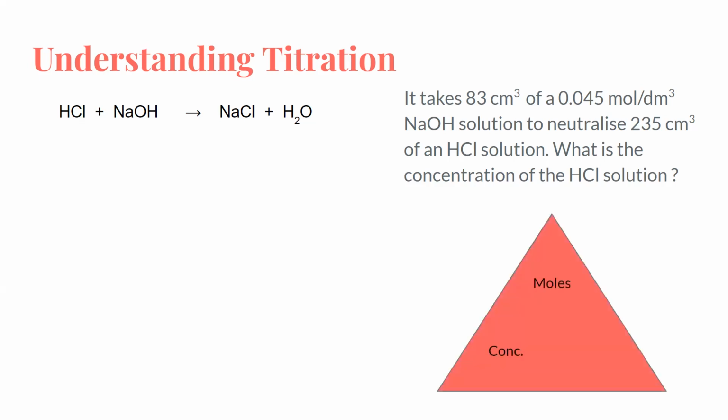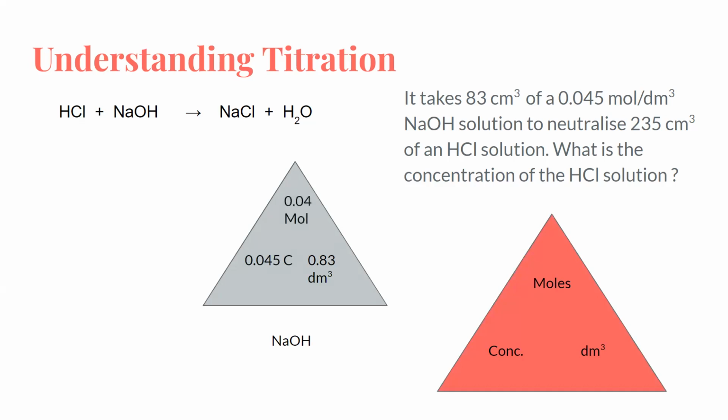Concentration equals moles over dm³. So let's look at our first triangle here. The first triangle is NaOH. Let's plug in what we know for NaOH. Well, we know that there are 83 cm³, which is 0.083 dm³, and we know the concentration is 0.045. So when we multiply that, we get 0.04 moles. So seeing that this is a 1-to-1 ratio, how many moles of hydrochloric acid is there? Let's see.